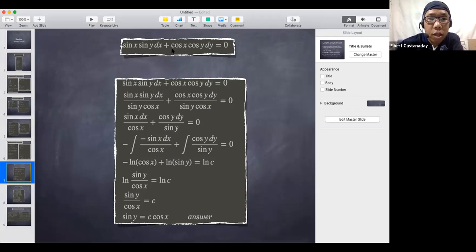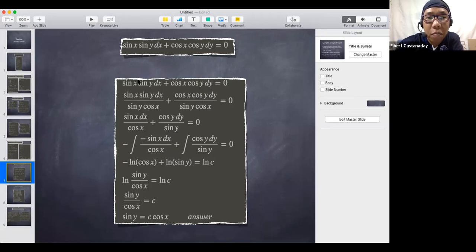So the next one is involving trigonometric functions. So we have sine of x times sine of y dx plus cosine of x cosine of y dy equal to 0. Okay, I know this is just an easy problem, so let's just solve anyway. So we can separate the variables. We want to remove function of y here because the term here involves dx. And here, the term involves dy, so you want to remove the function of x here.